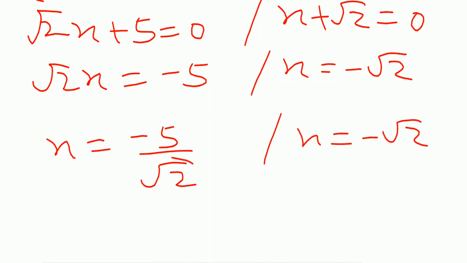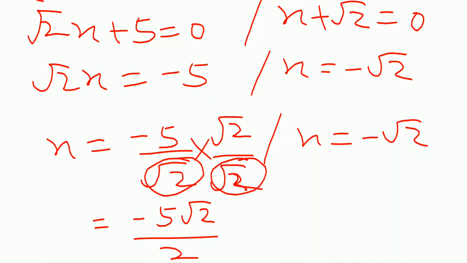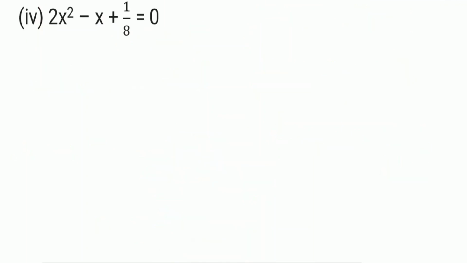Now as the denominator is irrational, we can rationalize it. So for that I will multiply by root 2 and I will divide by root 2. See the answer now, 5 root 2 divided by 2, because root 2 and root 2 became 2. So this is one value of x and this one is the another value of x. So these are two roots of the given quadratic equation. Come to the next one.